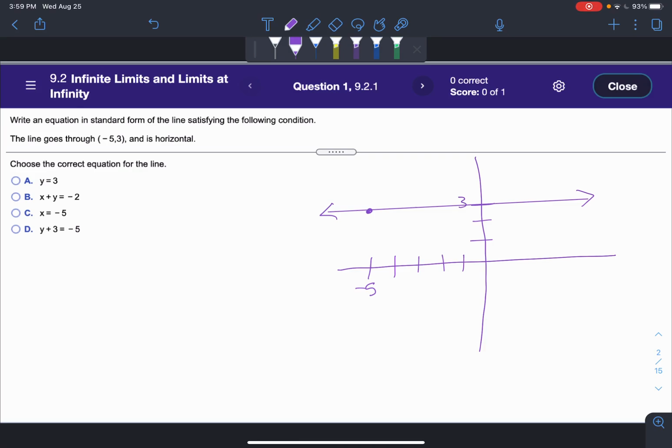A horizontal line takes the form of y equal to a number, because this is my y-axis, this is my x-axis. This value should be 3, because no matter what x value I put in, let's say 1, I should get 3 out, right? This is 1, 3. Say I chose this value, -3, I should still get 3 out. So that is why y is equal to 3 is our horizontal line.